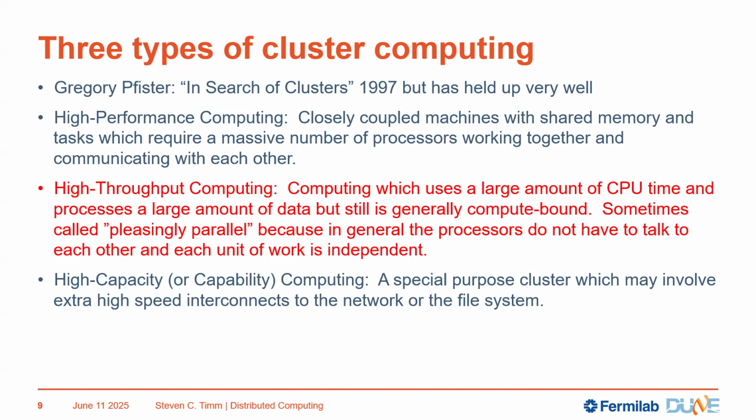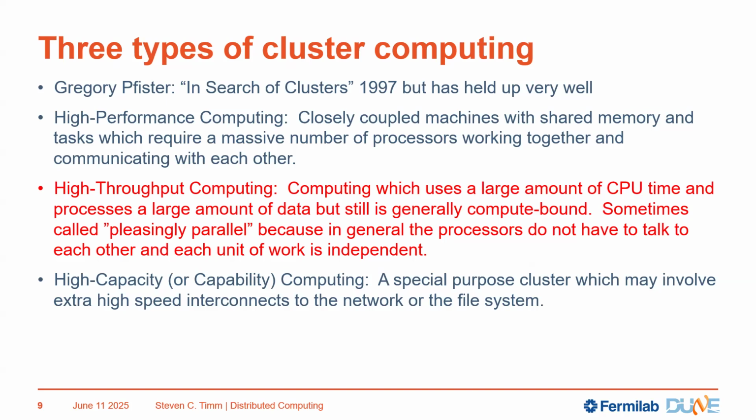But this work is sometimes called pleasingly parallel, because in general, the processors do not have to talk to each other. Each unit of work is independent. So you saw the qubit thing from the last talk. If one qubit goes, it takes the whole thing down. Or in a high performance computer, if one of the 1,000 processes fails, then you have to do the calculation over. But here, if one of my 1,000 computers fails, I lose 0.1% of my work, and I can do that again, and all the rest of it continues on. This is what we mean by pleasingly parallel. Each unit of work is independent.